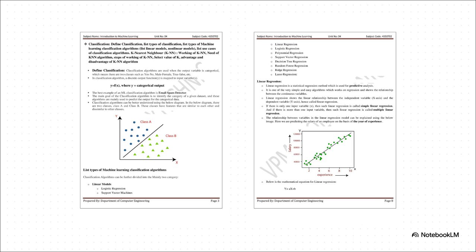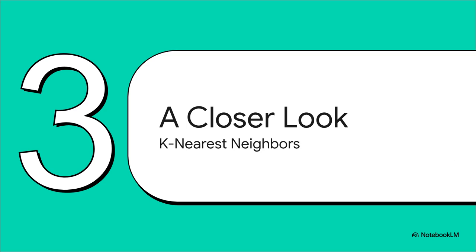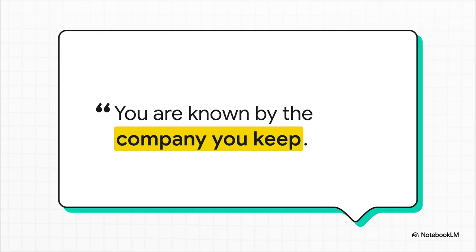Okay, to make this a little more real, let's zoom in on one of the simplest, most intuitive classification algorithms out there. It's known as k-nearest neighbors, or just KNN for short. You know, the whole idea behind KNN is actually incredibly simple. It can basically be summed up by that old saying, you are known by the company you keep. The algorithm classifies a new piece of data by looking at the company it keeps, or, to be a little more technical, its closest neighbors.